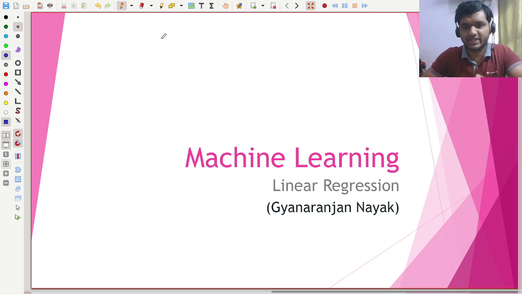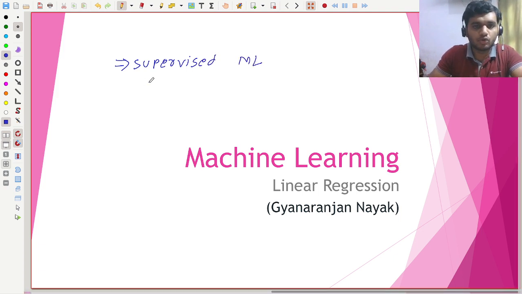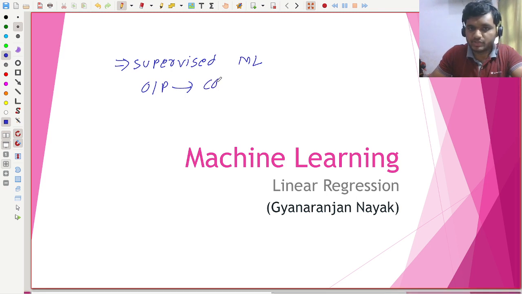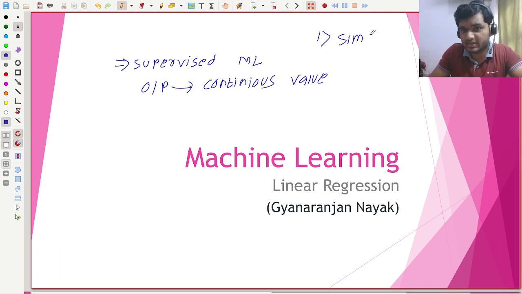So in today's class, we'll discuss linear regression, that is the first supervised machine learning model. Its output is a continuous value. In this linear regression, we'll cover two types of linear regression. The first one is simple linear regression, and the second one is multiple linear regression.